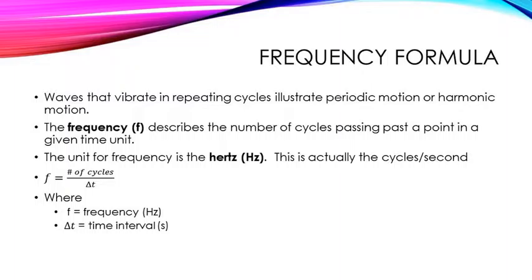The frequency formula. Here's where the math comes in. Waves that vibrate in repeated cycles illustrate periodic motion or harmonic motion. The frequency, f, describes the number of cycles passing a point in a given time unit. The unit for frequency is hertz, which is cycles per second. So your formula is f equals the number of cycles divided by the change in time, where f is your frequency and delta t is your time interval.